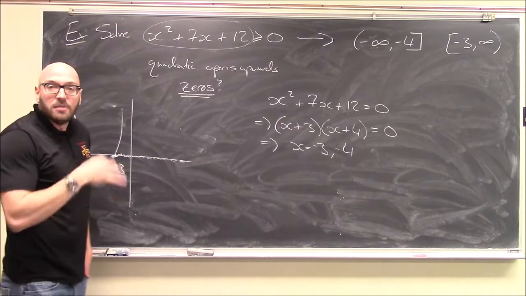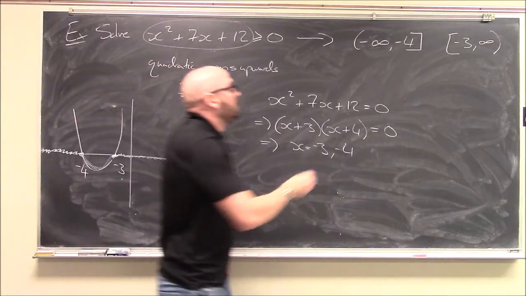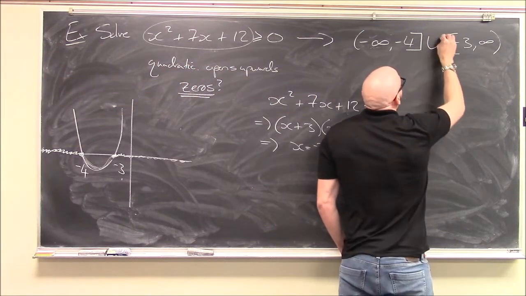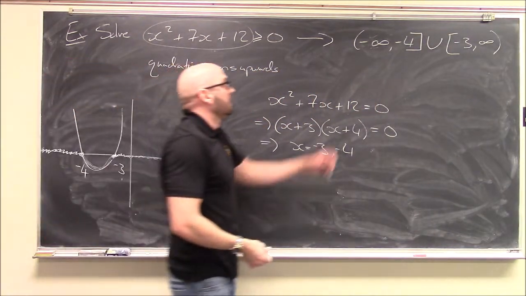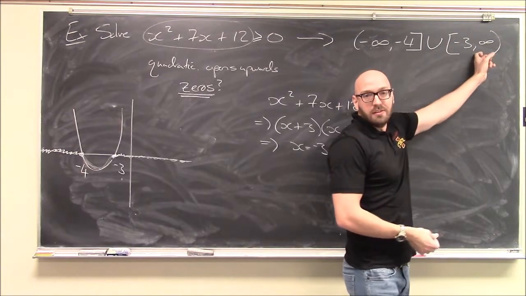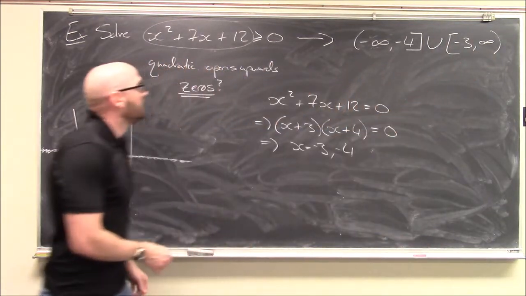And the solution set is both of those intervals together. So the mathematical notation here is the set union. So there's the union of those two intervals. But the way you should read this is this interval and this interval is when it's bigger than or equal to 0.